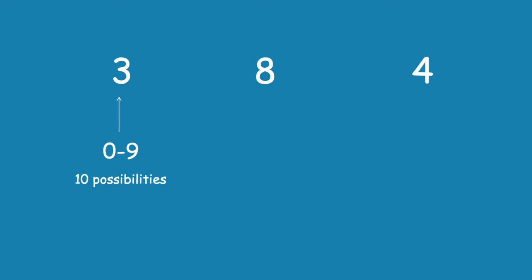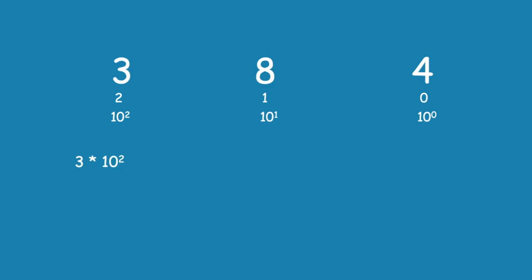Let's continue with the example of 384 and represent it based on its place values. To do this, number the places from 0 to 2 from right to left. Raise 10 to the place number. Now multiply each value in the place by the place number. Lastly, add all the numbers together and you get your original number of 384.